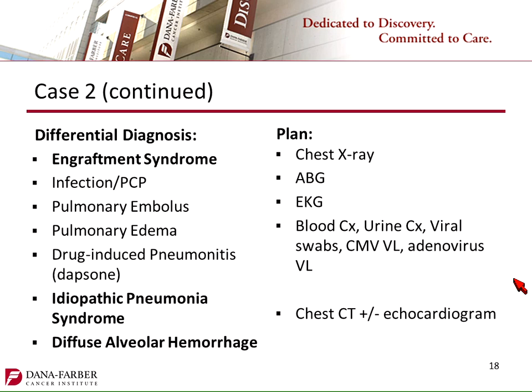So the differential diagnosis for him, I've highlighted some of the different topics we'll talk about: engraftment syndrome, infections such as PCP, pulmonary edema or pulmonary embolus, a dapsone-induced eosinophilic pneumonitis, IPS, or DAH. He had a chest X-ray, an ABG, an EKG, cultures sent, and then a chest CT.